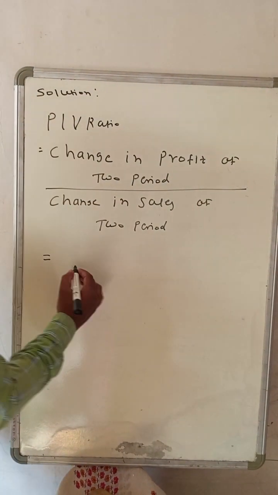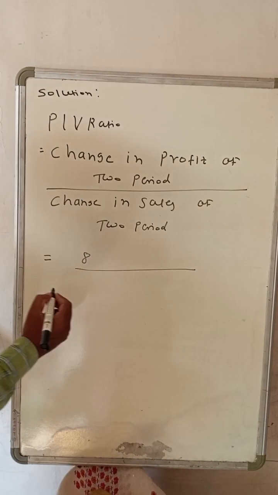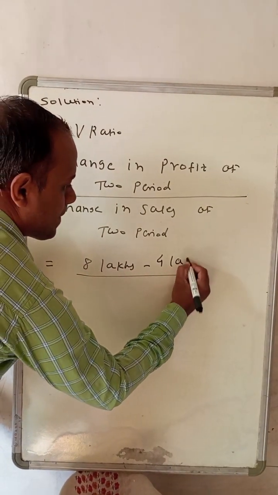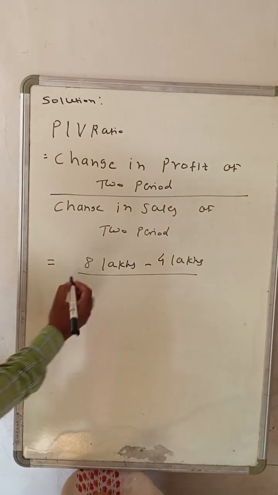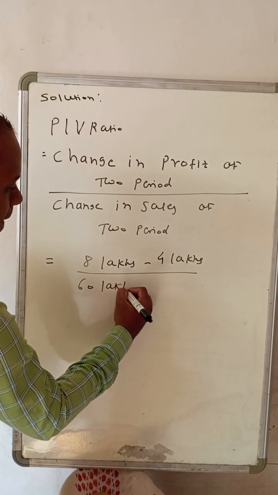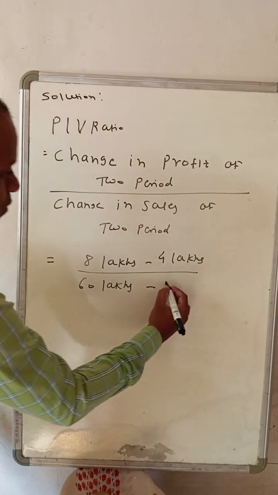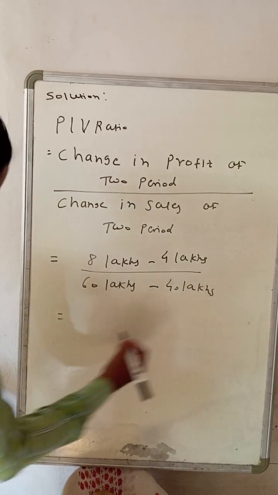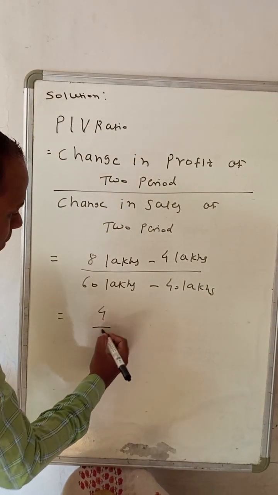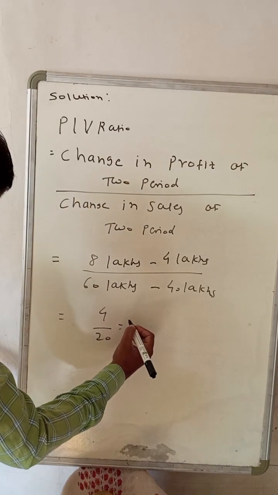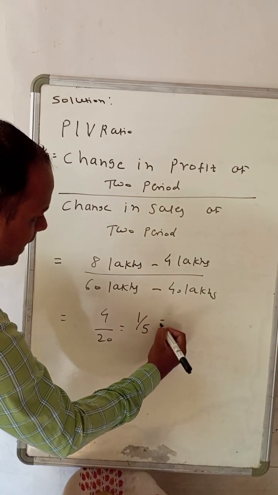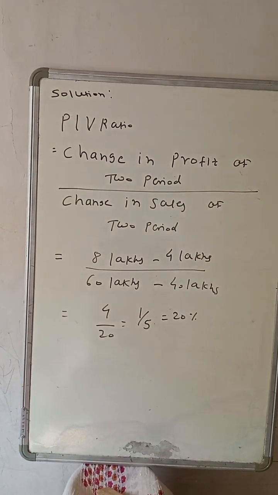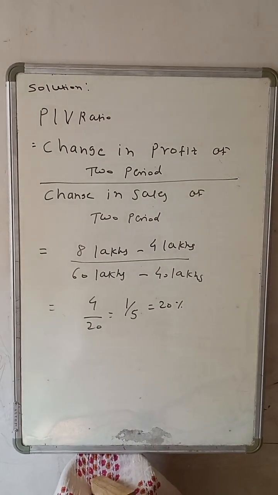Initially it was rupees 8 lakh minus 4 lakh, divided by 60 lakh minus 40 lakh. It comes 4 lakh upon 20 lakh. So it is 1 by 5th, that is 20%. So PV ratio, profit volume ratio is 20%.